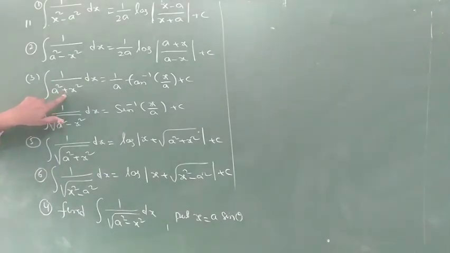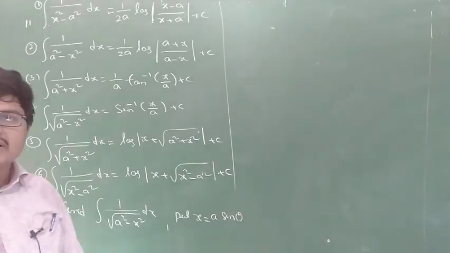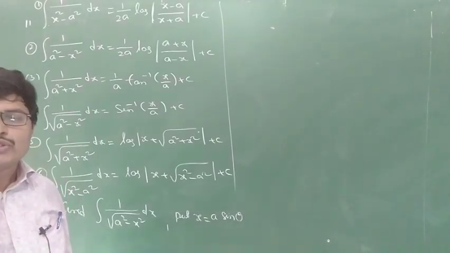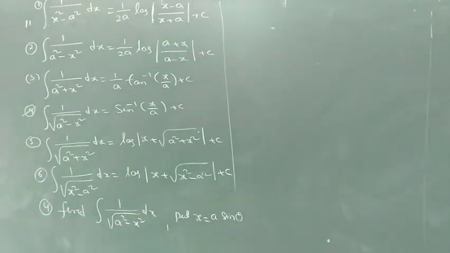Plus x square means x is equal to a tan theta. Plus x square means in 1 plus tan square theta is equal to secant square theta. Tan square theta minus 1 is not a formula. So 1 plus tan square theta is equal to secant square theta. Plus means put x is equal to a tan theta. Here 3 and 5 both are same.